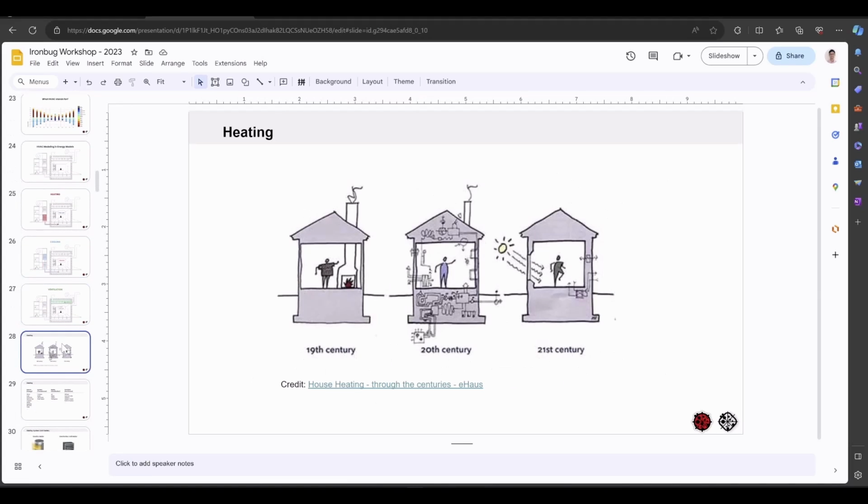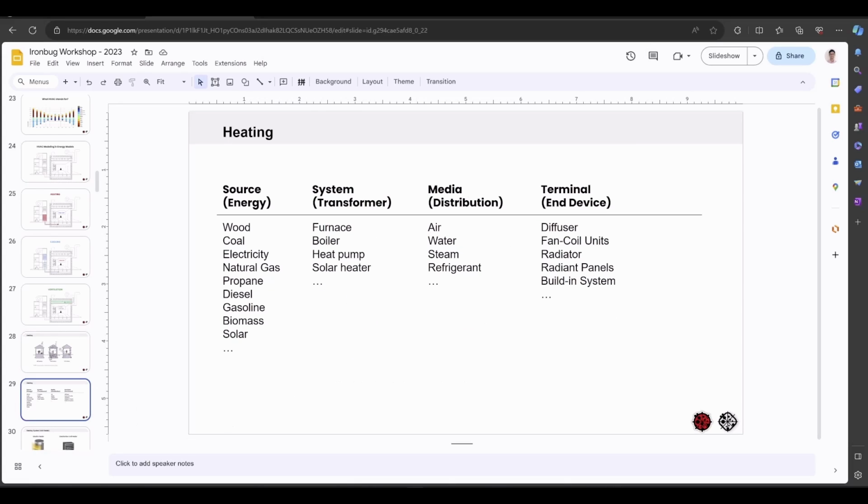Now let's look at the heating system first. This is the very famous drawing that we see everywhere. It illustrates the first system that we use inside the building, a furnace to make the space warm. Here are basically four elements that make up the heating system. First of all, what is the source energy? It can be wood, coal, electricity, natural gas, gasoline, biomass, and solar. And the system, what I call here a transformer, is how it transforms the source energy to heating. We have the furnace, the boiler, which basically generates hot water, the heat pump, and the solar heater.